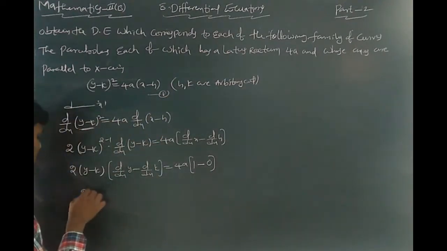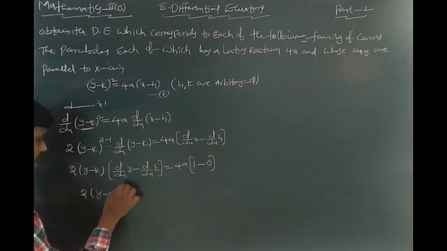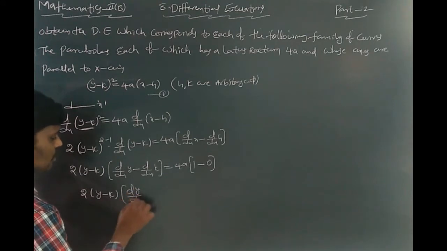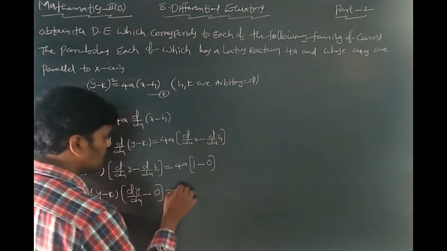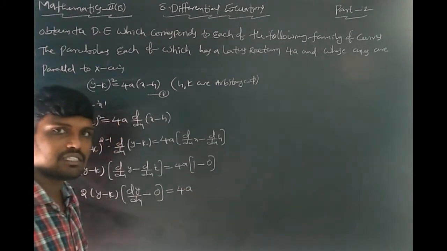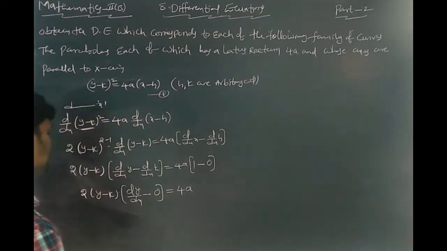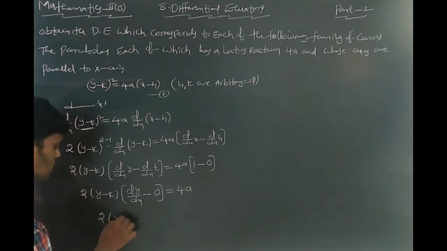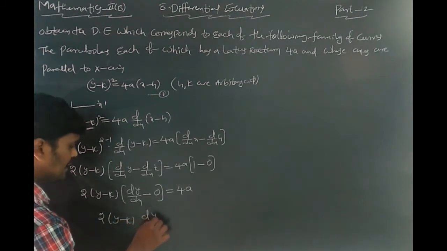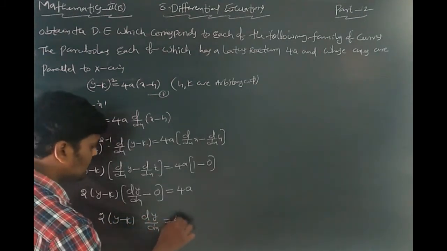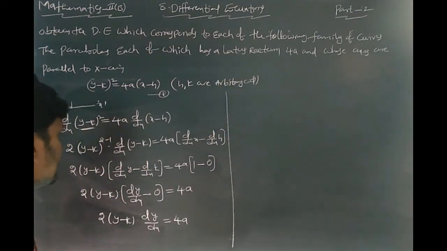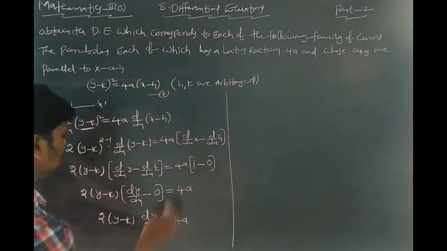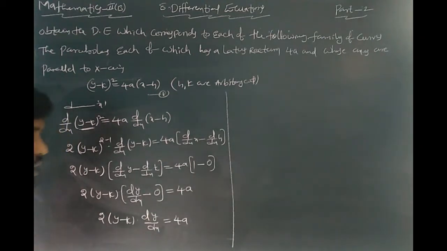That's why you can write 2 into y minus k into the derivative of y, which is dy by dx, minus the derivative of k, which is 0, equal to 4a into 1 minus 0, which is 1. After that, 2 into y minus k into dy by dx is equal to 4a. Understood or not, friends? This is equation 1, and this one is equation number 2.